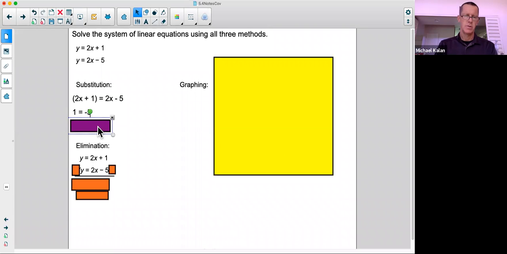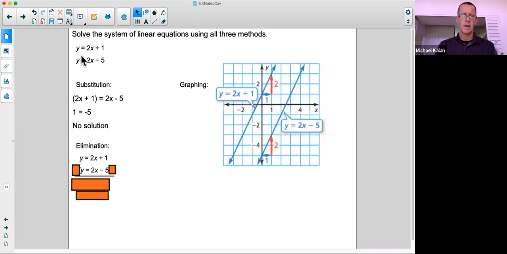Is that true? No. So there's no solution. Again, you may have noticed that just by looking at this. Same slope, different y-intercepts, parallel lines. So if we had graphed, right, we would have gone on the first one to (0, 1), plotted a point. Slope is 2 over 1, so go up 2 and over 1, or how they did it, went over 1 and then up 2, either way. And from y equals 2x minus 5, they would have started here and gone over 1, up 2, or up 2 over 1.